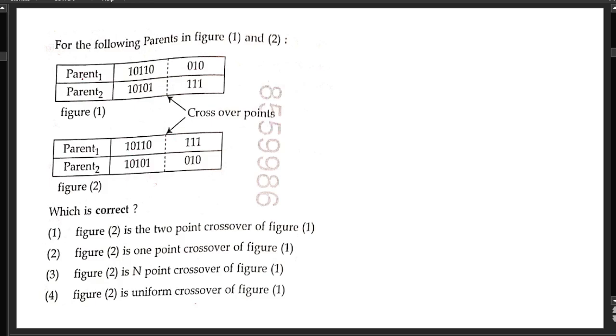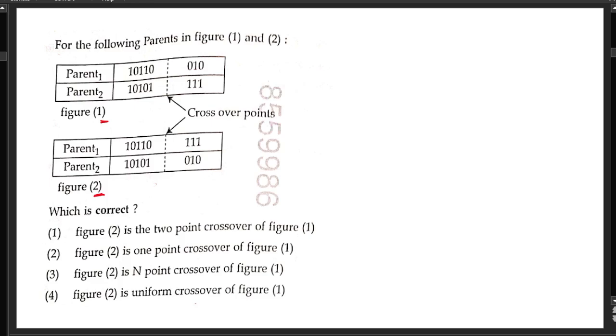See this question, everyone. For the following parents in figure 1 and 2, this is our figure 1, this is our figure 2, and these are the crossover points. Which is correct? Figure 2 is the 2-point crossover of figure 1. Figure 2 is the 1-point crossover of figure 1. Figure 2 is the n-point crossover of figure 1. And figure 2 is the uniform crossover of figure 1. What is the correct one?